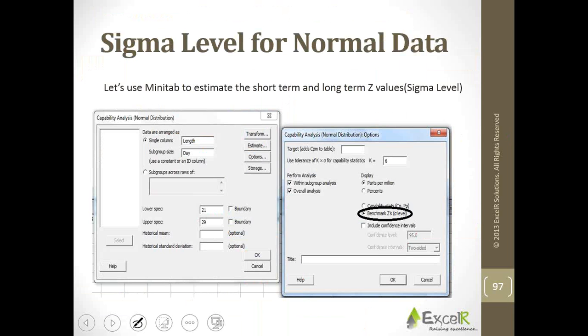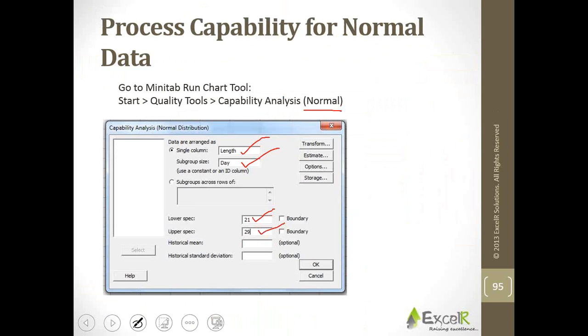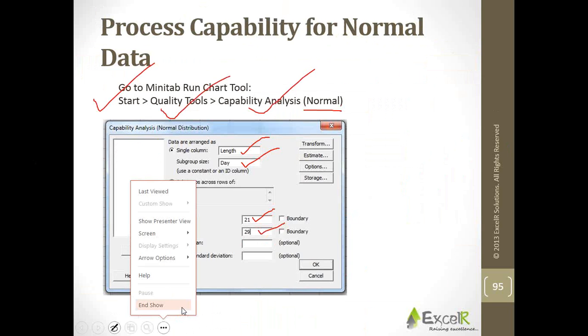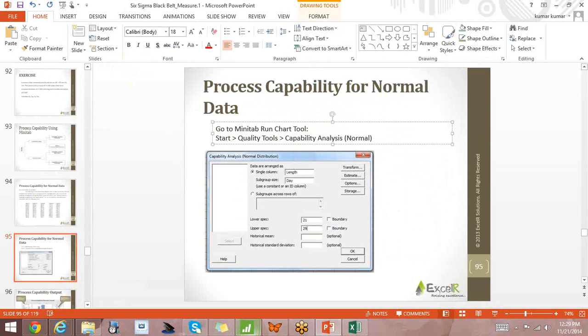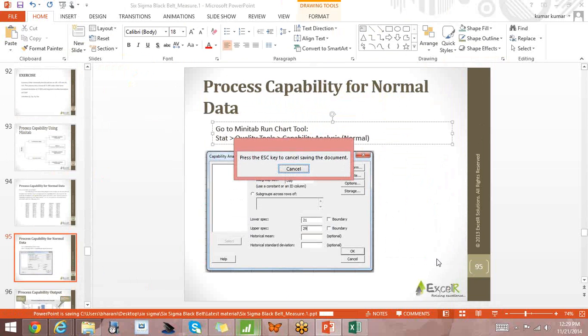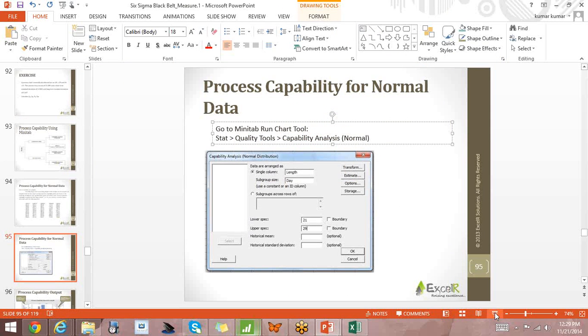And then let's use Minitab to estimate the short term and long term sigma level Z values. How do you get these Z values? Once again, you do the same thing, that is, you go to stat, quality tools, capability analysis. My bad, let me actually make this small correction. It is stat in Minitab actually. Just a minute while this saves. All right.